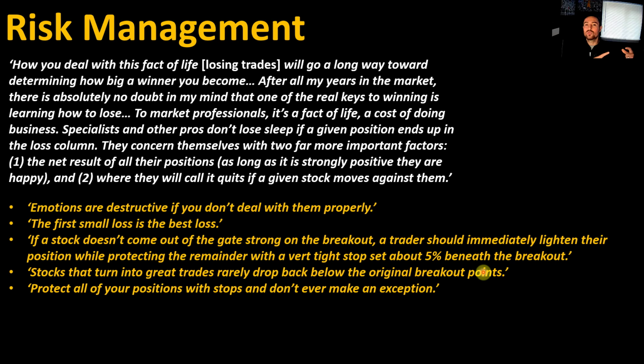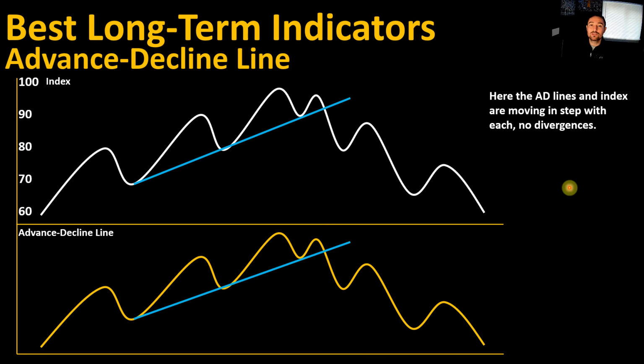That's what we've been talking about as well, with where to position initial stops, where to then move stops with some of those examples. In the next slide, we're going into best long-term indicators. So Stan talks about several best long-term indicators to use in the book, and my favorite is the advanced decline line, so that's what I'm going to teach you here.